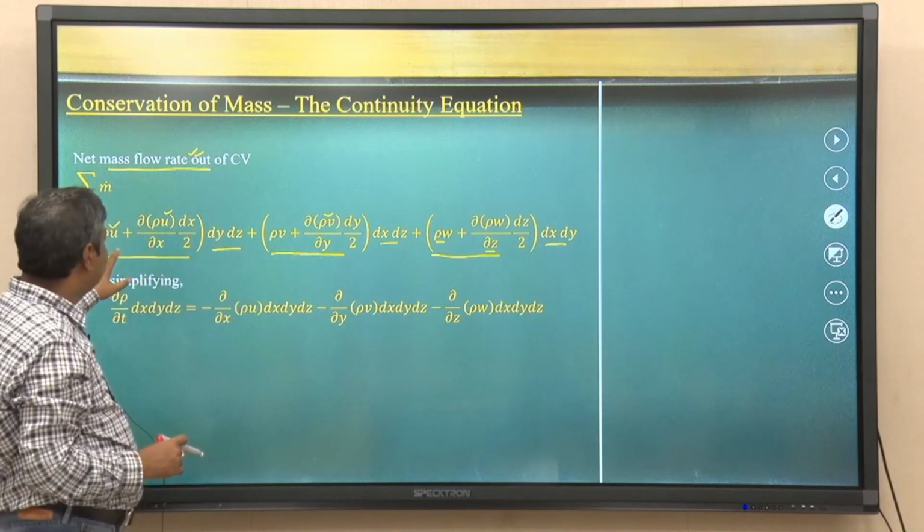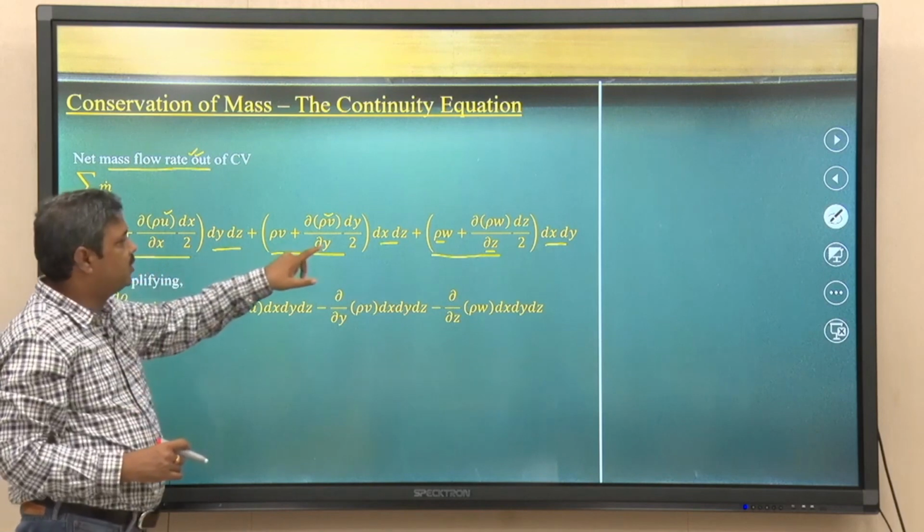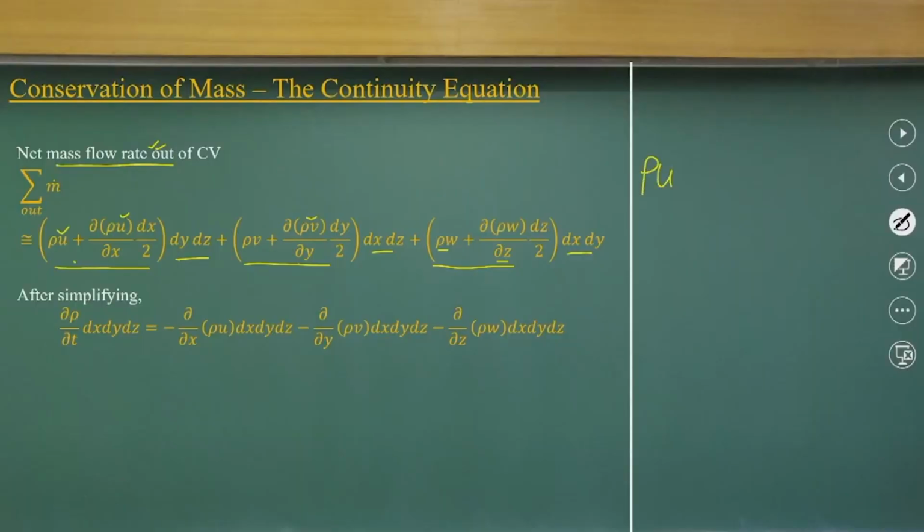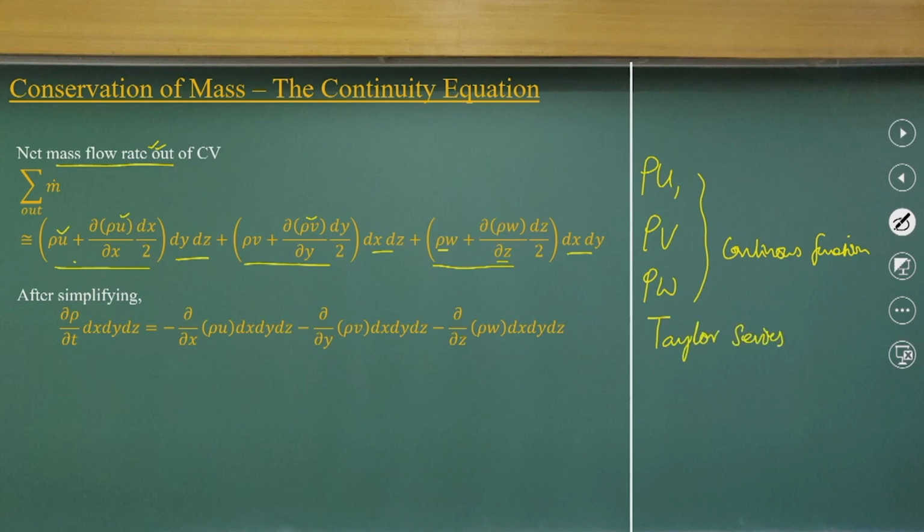That is the reason we consider rho u, rho v, rho w to be continuous functions. We have considered rho u, rho v, rho w are continuous functions, and we are also using a Taylor series, considering only the first two terms.